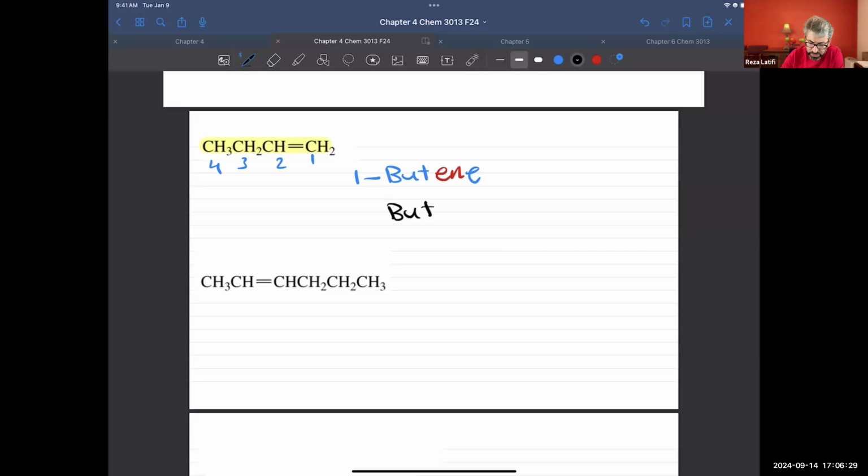This is the main one. And we have 1, 2, 3, 4, 5, 6. So we have 6 carbons, and the double bond starts from the second carbon. So I'm going to say this is going to be 2-hexene, or again, you can say hex-2-ene. Another one. Should I choose this one as the main chain or the parent chain?